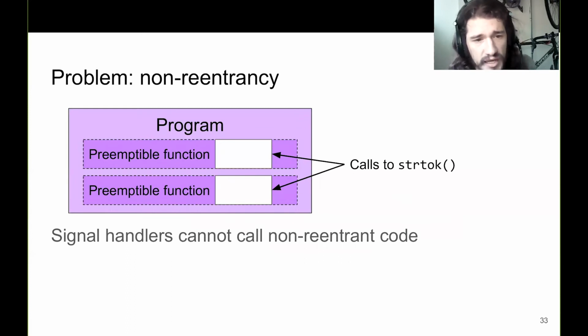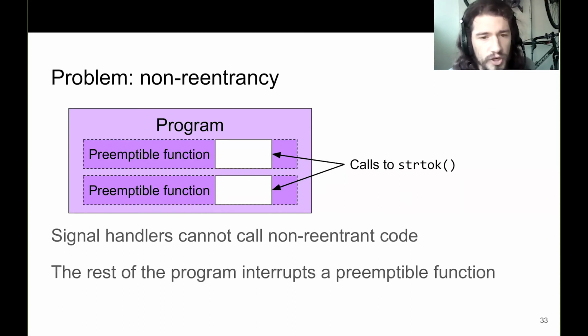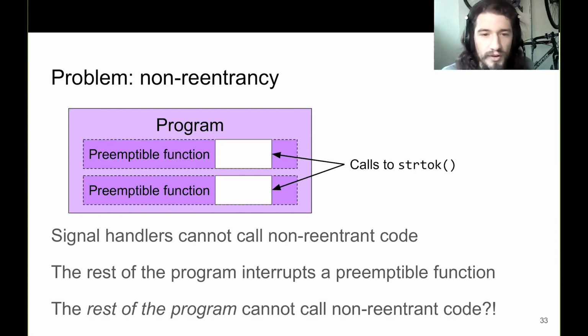Now, C already mitigates this sort of problem by giving a rule that signal handlers, because they interrupt the program's execution, cannot call non-reentrant code. The trouble is that preemptible functions kind of turn this on its head. So in their case, the rest of the program is the thing that interrupts the preemptible function. And that should mean that the rest of the program cannot call non-reentrant code. Obviously, this is not a restriction we can accept.